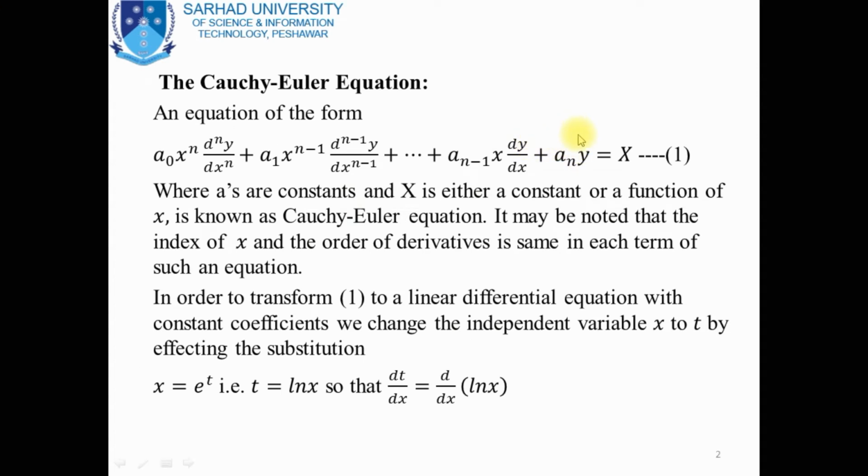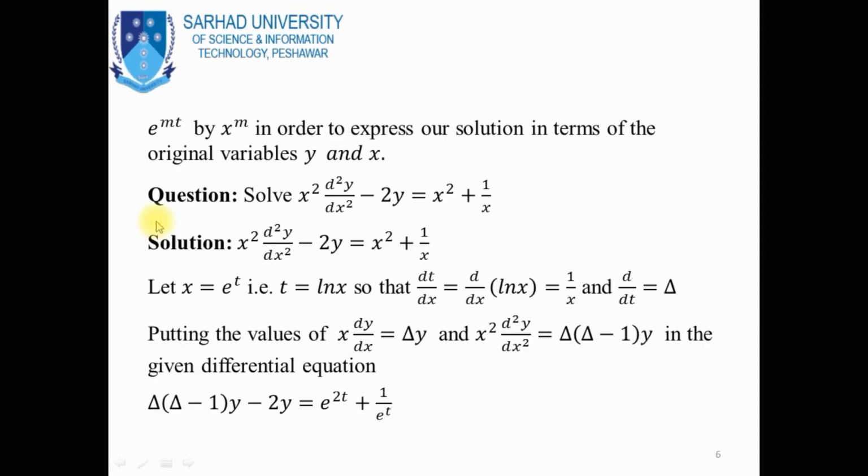At the left hand side you see over here a and y, and this is the x function. So this will be either a constant or a function of x. Now in this problem this is the function x square plus 1 over x. Now x square d square y divided by dx square minus 2y is equal to x square plus 1 over x.